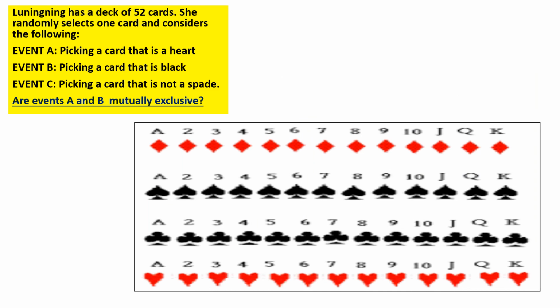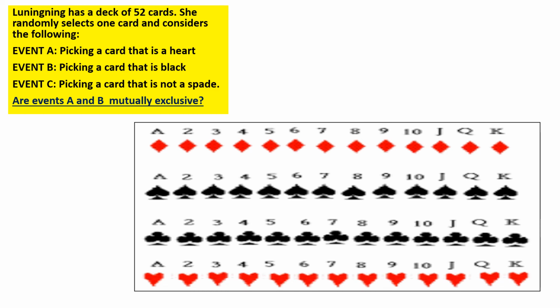Okay, let's have the final examples natin. Luningning has a deck of 52 cards. She randomly selects one card and considers the following events. Event A, picking a card that is a heart. Event B, picking a card that is black. Event C, picking a card that is not a spade. So, sa question natin, are events A and B mutually exclusive?